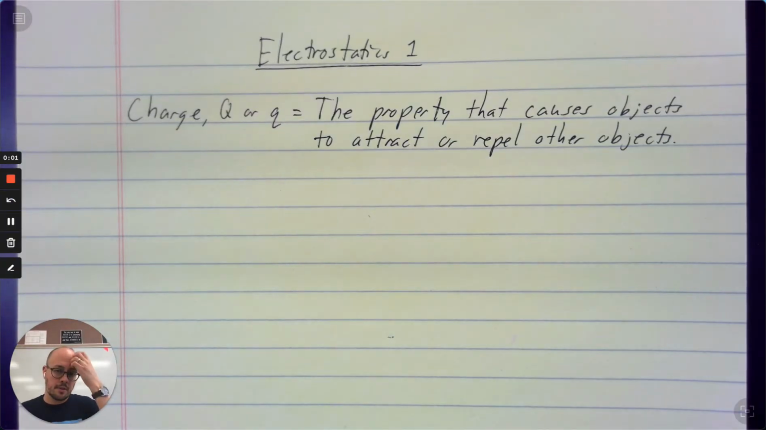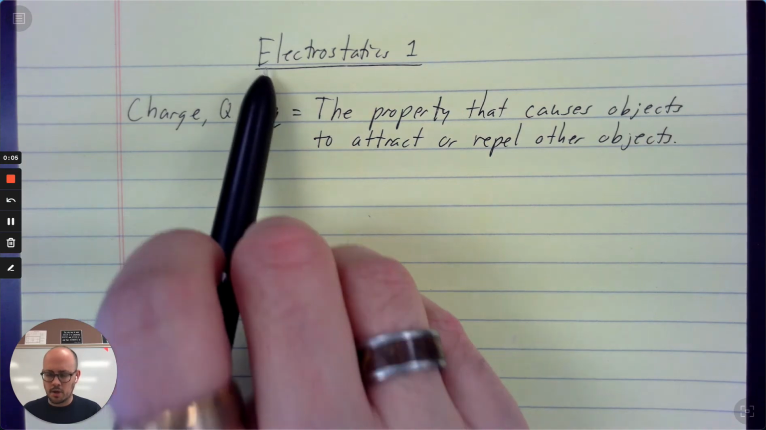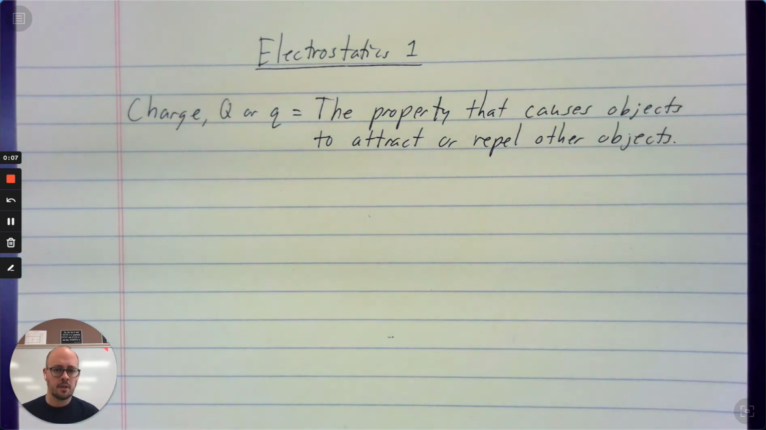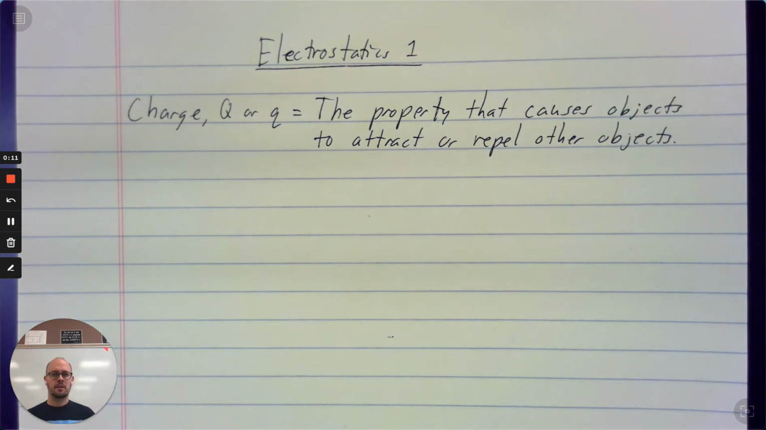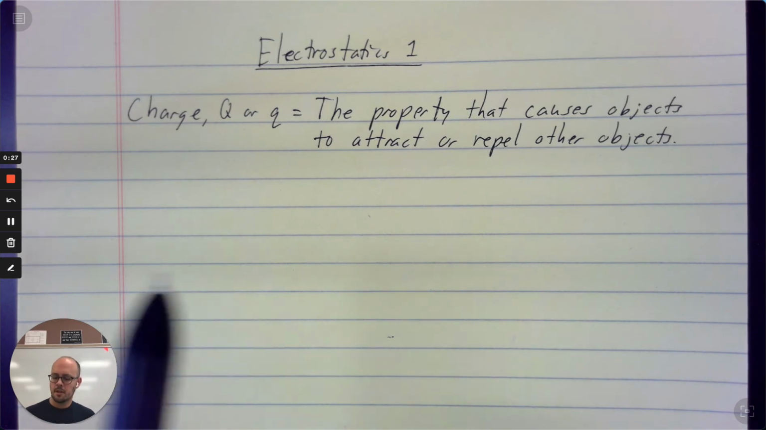Hey folks, so this is the first lesson of the electrostatics unit. Electrostatics is more commonly called static electricity. It's the behavior of charged objects where the things that have charge don't spend a lot of time moving. And so that's why we call it static, because the charges tend to stay where they are. We will talk about charges moving, and then in the circuits unit we talk about charges moving continuously. So that's kind of what separates the next two units.